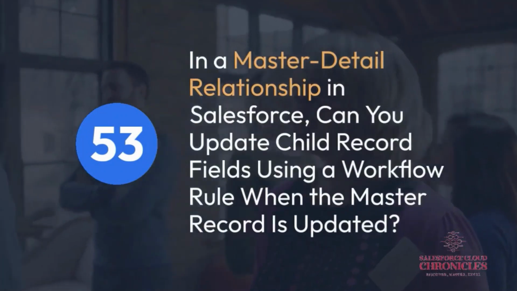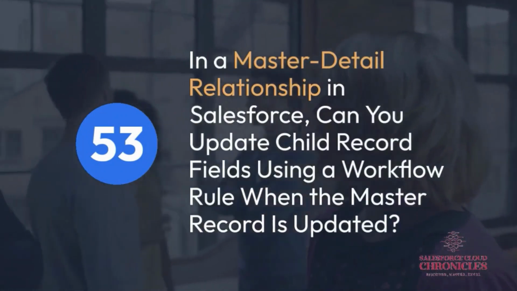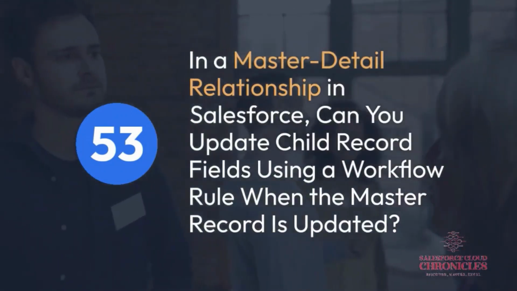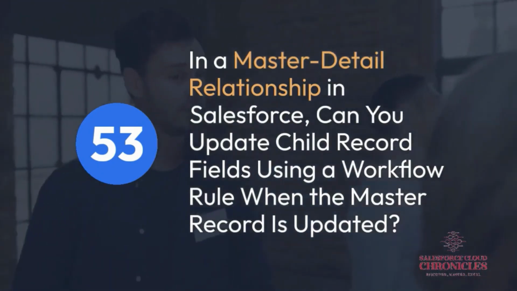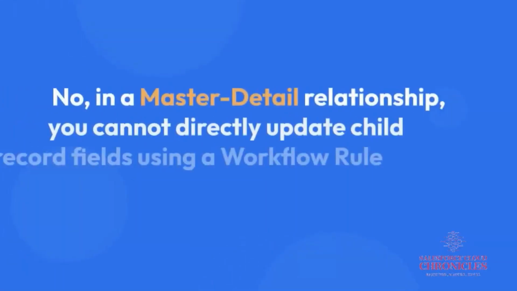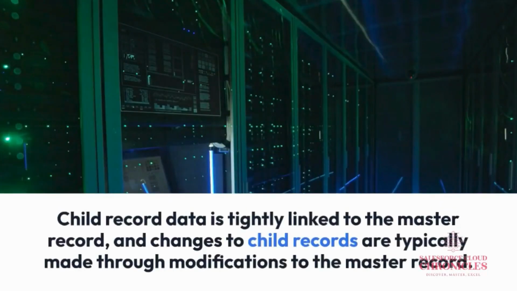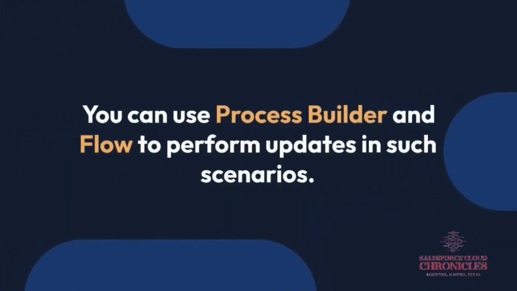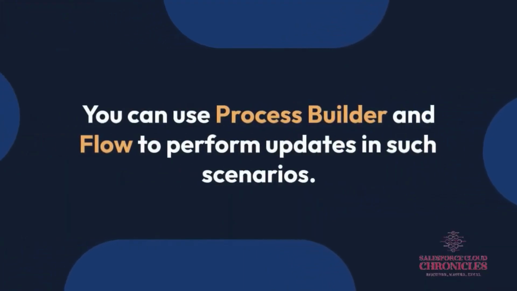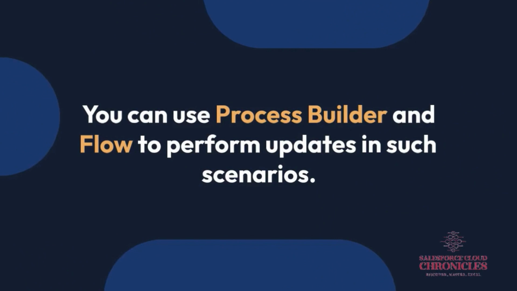Question 53. In a master detail relationship in Salesforce, can you update child record fields using a workflow rule when the master record is updated? No, in a master detail relationship, you cannot directly update child record fields using a workflow rule when the master record is updated. Child record data is tightly linked to the master record, and changes to child records are typically made through modifications to the master record. You can use Process Builder and Flow to perform updates in such scenarios.